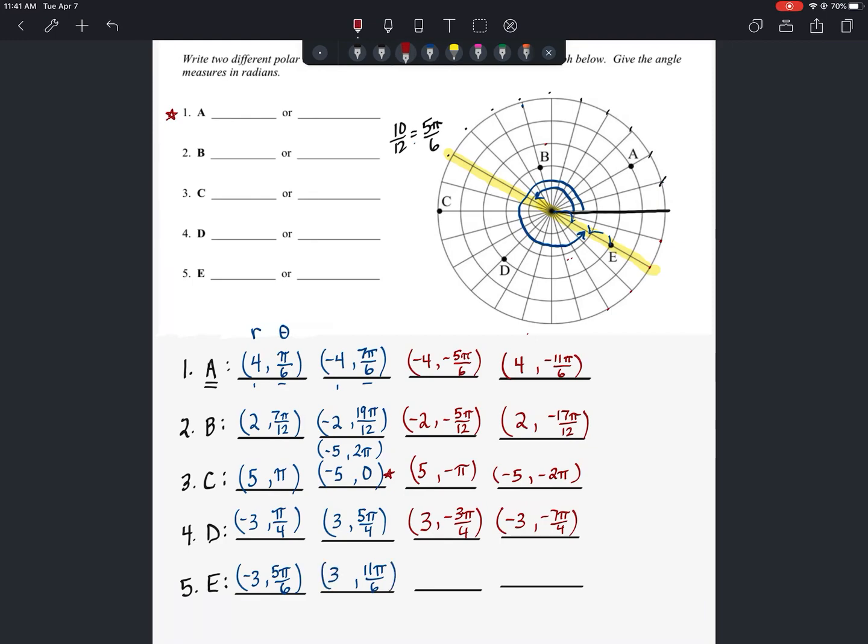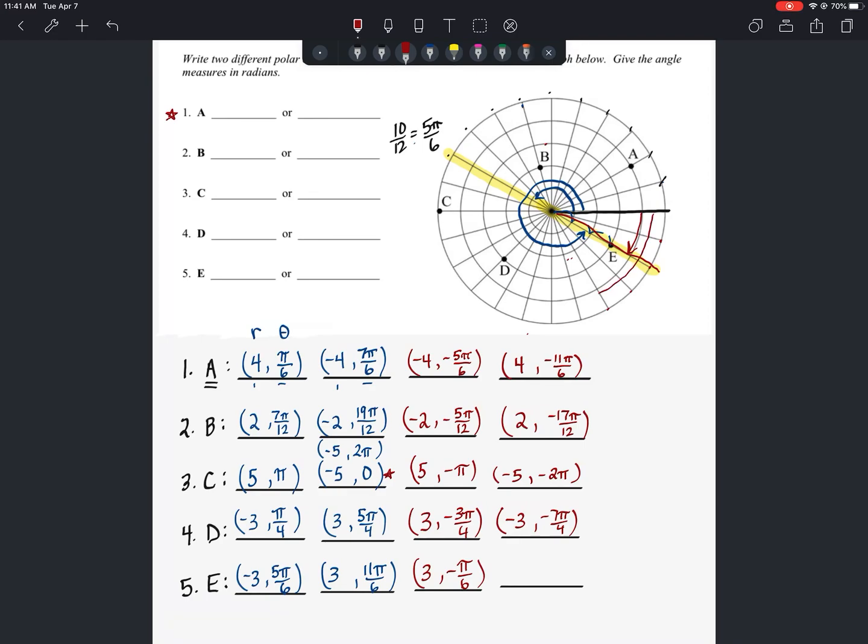There's our two positive angles. Now let's go ahead and do the negative ones. Start at 0 and go back to here. That'd be 1/6, so we have a negative pi over 6. E is on this angle here where we're at, so we'll say that's a positive 3.